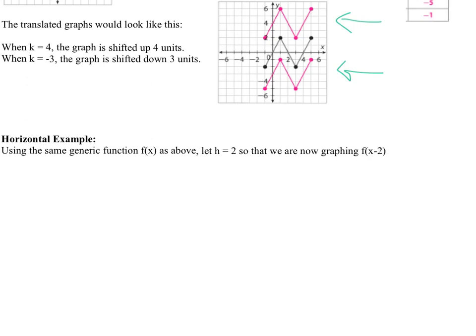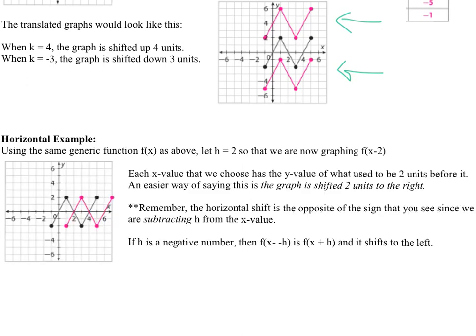Alright, now I'm going to take the same example, the same parent graph, so the original one that you drew, and we're going to do a horizontal example. So now we're going to mess with the h value. We're going to let h be 2. That means we're going to graph f of parentheses x minus 2. That means I'm going to subtract 2 from the x, and then plug it in and get what y I'm looking for.